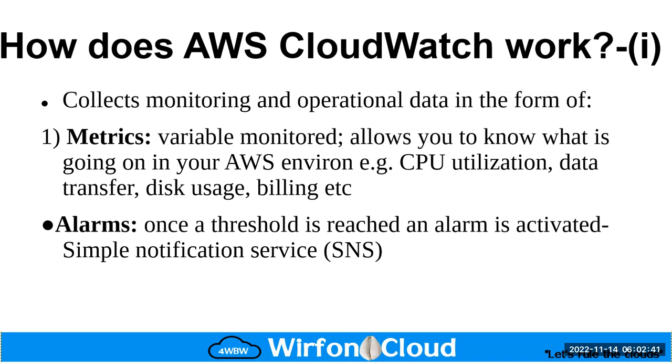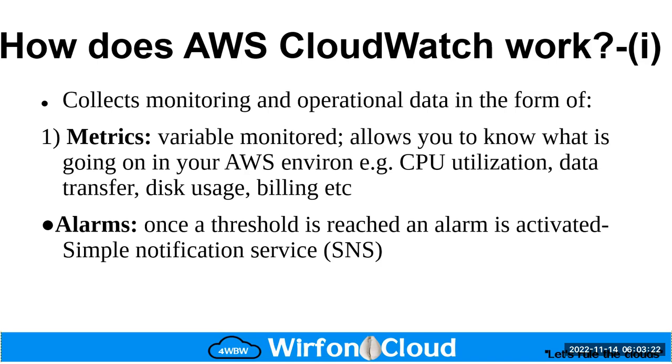You say, okay, if my EC2 is being used at, let's say, only 20%, then you stop it because it's not being utilized. It means it's not the best way of using your EC2. So you set a threshold, and once that threshold is reached, an alarm will be activated. And this is through a simple notification service. So you link up your CloudWatch with the simple notification service. You set a threshold, and an alarm will be activated once that threshold is reached.